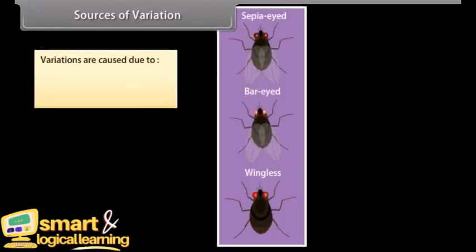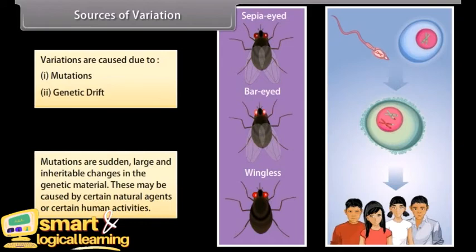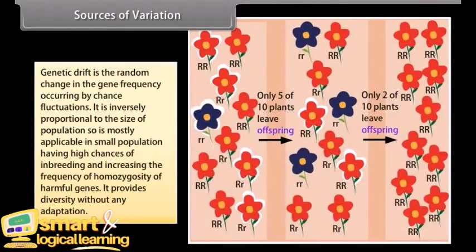Sources of variation. Variations are caused due to mutations and genetic drift. Mutations are sudden, large, and inheritable changes in the genetic material. These may be caused by certain natural agents or certain human activities. Genetic drift is the random change in the gene frequency occurring by chance fluctuations.